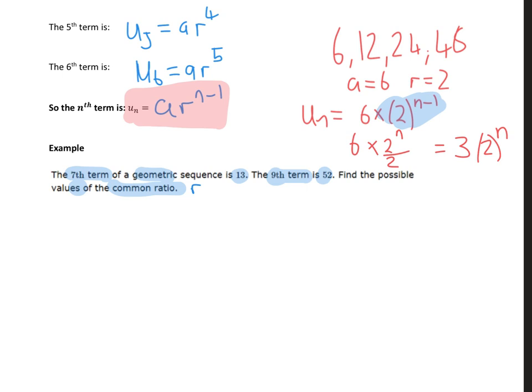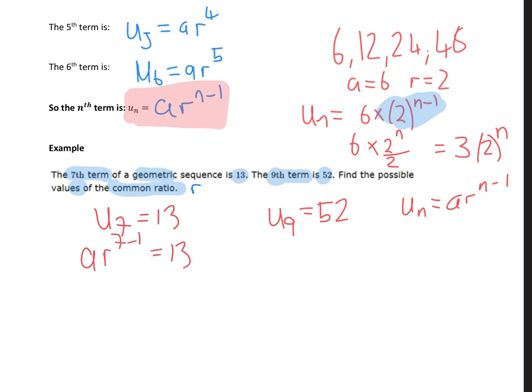Well, again, let's do the bit where we pick out the key bits and turn it into facts, mathematical facts. So the 7th term is 13, so u7 is 13. And the 9th term is 52, so u9 is 52. It's geometric, so I can use the un formula. So un is a r to the n minus 1. So if I sub 7 into there, I get a r to the 7 minus 1 is 13. And if I sub 9 in, I get a r to the 9 minus 1 is 52.